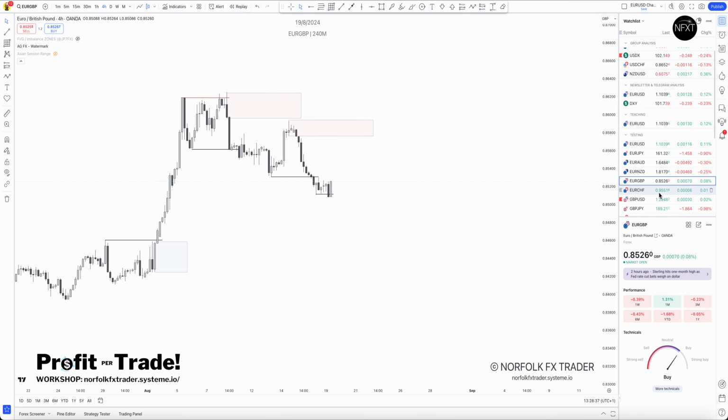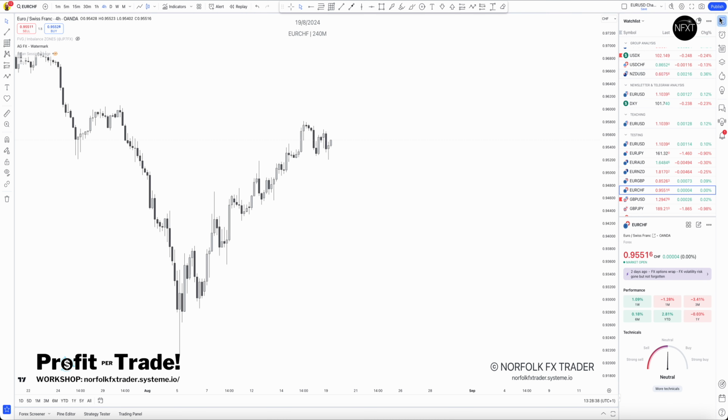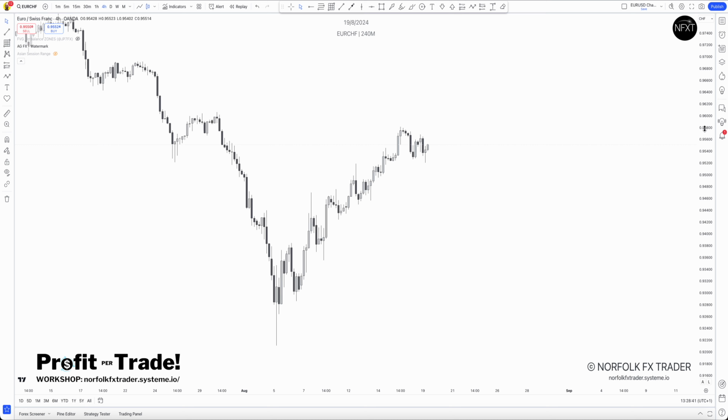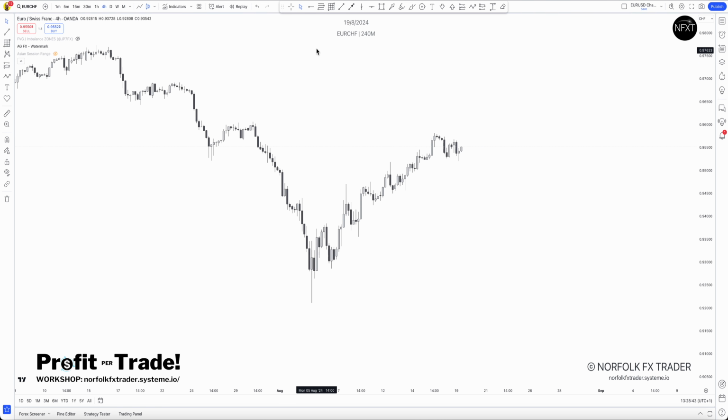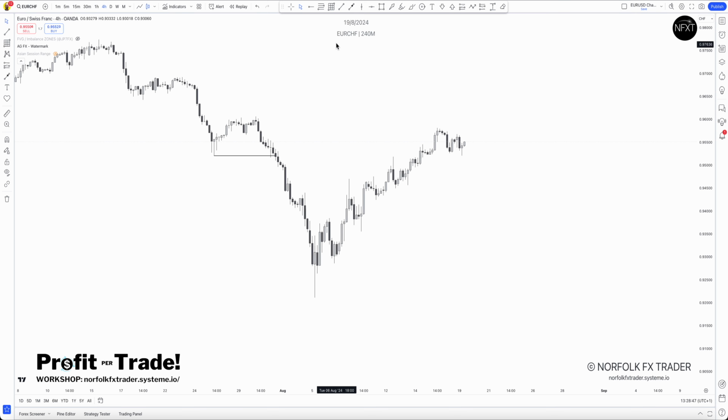Now we're going to go over to the euro Swiss franc, which is the last currency in these euros. And again, look, on a larger swing, we broke this swing low, which means we have this low here in the market, and we had this high as a trading range. Since then, the market has reversed and continued bullish all the way up towards this high.